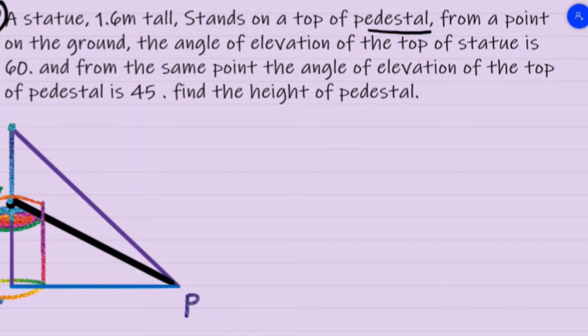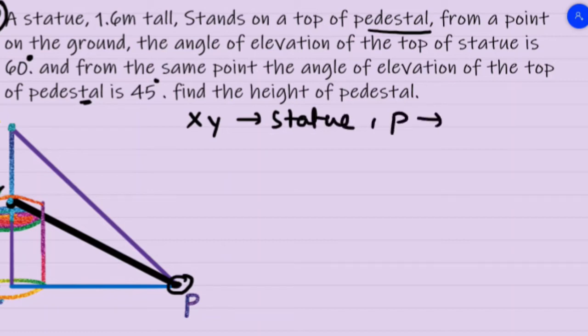From a point on the ground, the angle of elevation of the top of the statue is 60 degrees. And from the same point, the angle of elevation of the top of the pedestal, meaning the bottom of the statue, is 45 degrees. Find the height of the pedestal. Now let us say, children, that P is the point on the ground. Let XY be your statue, and P is a point on the ground.